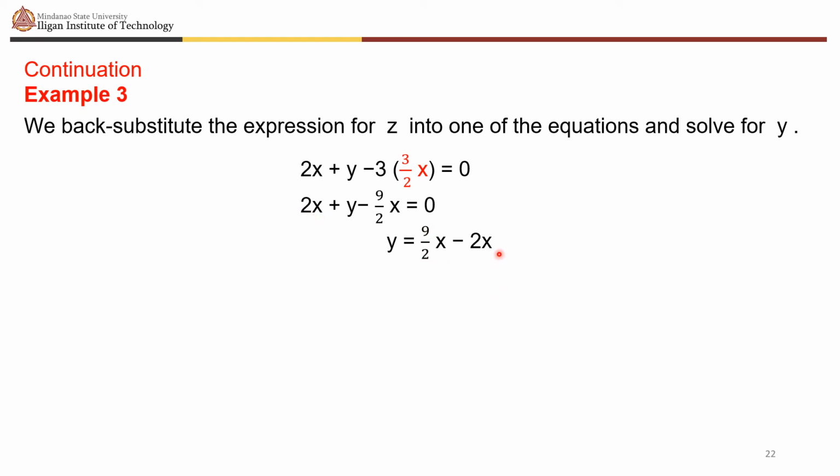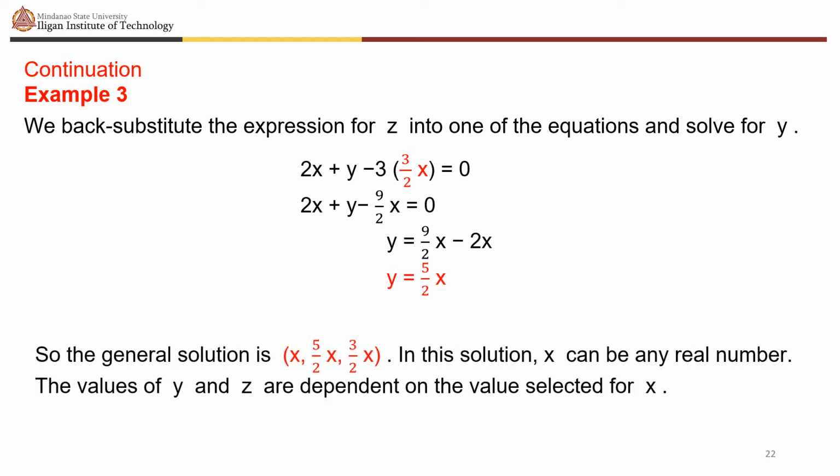minus 2x, transposing it to the other side. So you have 9 over 2 x minus 2x. Solving for this quantity gives us y equals 5 over 2 x. So the general solution is (x, 5 over 2 x, 3 over 2 x). In this solution, x can be any real number, and the values y and z are dependent on the value selected for x.